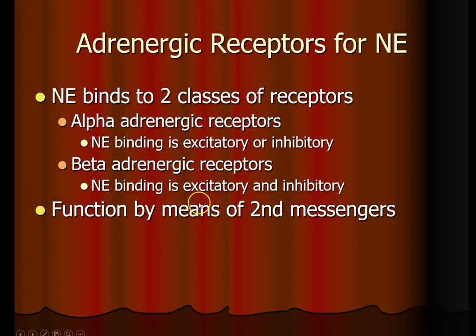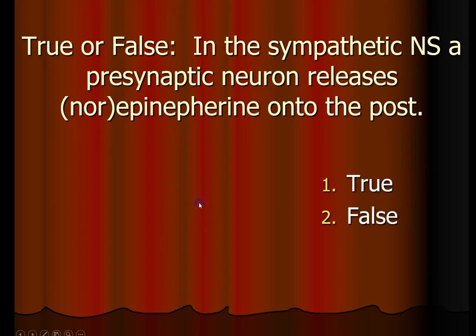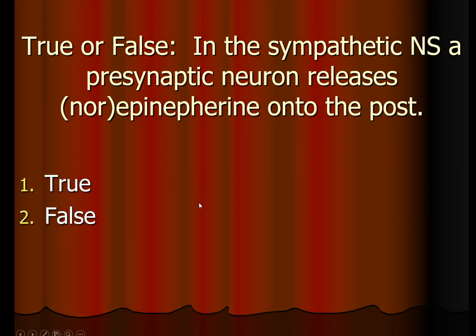You guys still doing all right? Hanging in there? True or false, in the sympathetic nervous system, a presynaptic neuron releases norepinephrine onto the post? False. That is false. Good. It releases what? Acetylcholine. Okay, good.